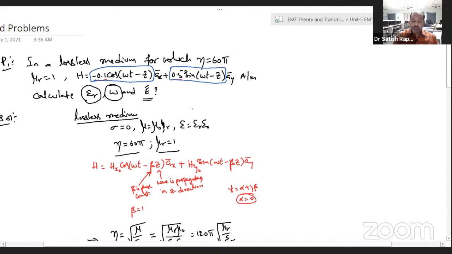So this is one important model. Almost all the problems will be like this only. They will give the media, and they will give the electric field or magnetic field, and they will ask you to determine some parameters like epsilon or omega, and sometimes beta, and the electric field or magnetic field, like that they will ask you to determine.